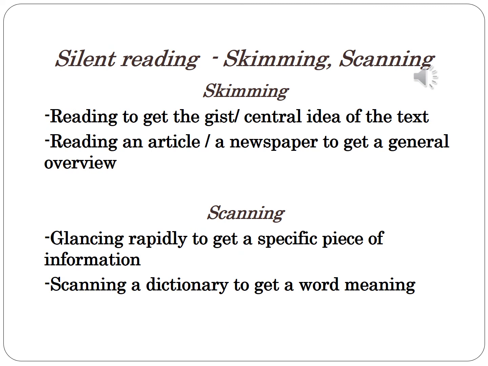Silent reading. Silent reading enables us to use two different techniques. They are namely skimming and scanning. Skimming is a technique of reading to get the gist or the central idea of a given text. For example, you try to read a newspaper to get a general overview about an issue, or you read an article to get an overall understanding about a subject. This is an example of skimming.